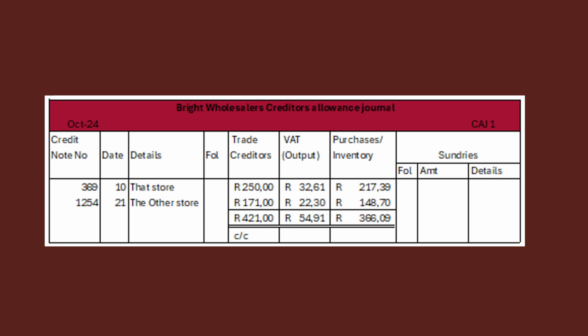This column reflects all other goods and services returned during the month. The amount is reflected in one column and the details in the other. It will be impossible to have separate columns under purchases for each type of transaction. So the sundries column is very important. These columns are used to accommodate any type of transaction that cannot be allocated to purchases.